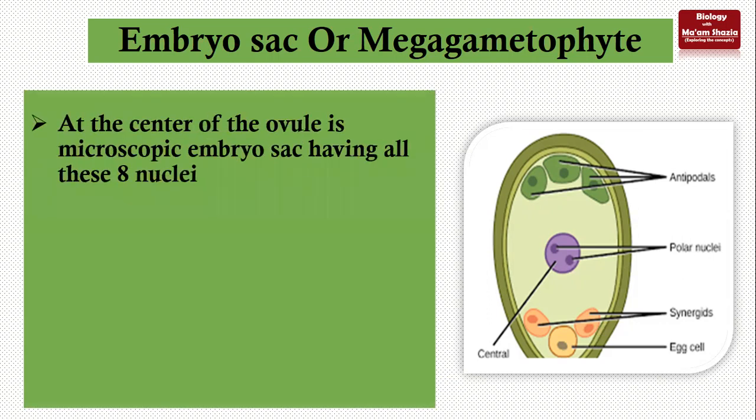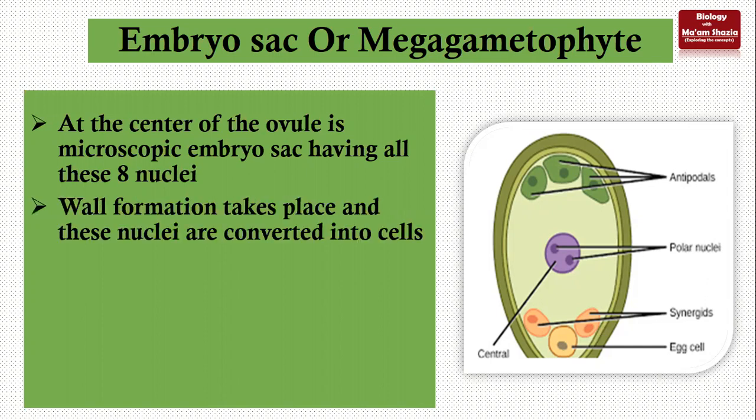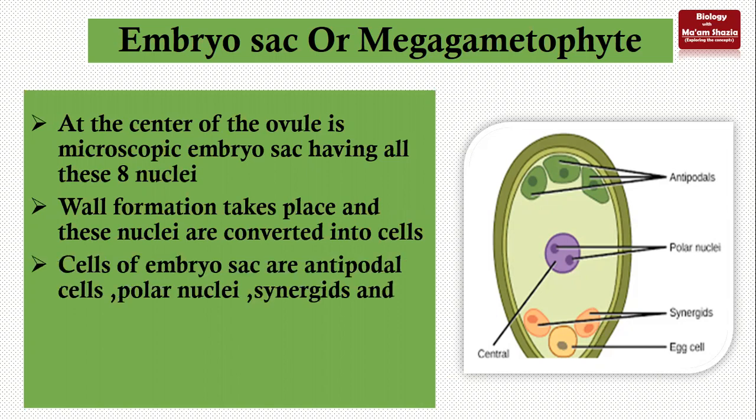At the center of the ovule is the microscopic embryo sac having all these eight nuclei. Wall formation takes place and these nuclei are converted into cells, so all eight nuclei develop walls and become cells. These are the antipodal cells. These are the synergids, this is the egg cell, and these are the polar nuclei. On their fusion, they will form the fusion nucleus.